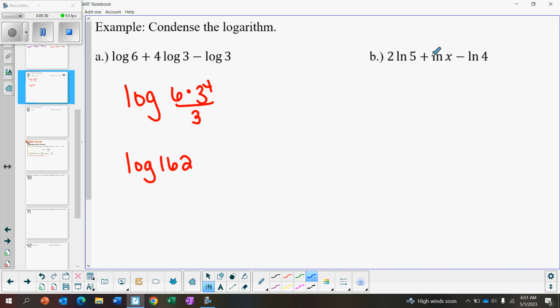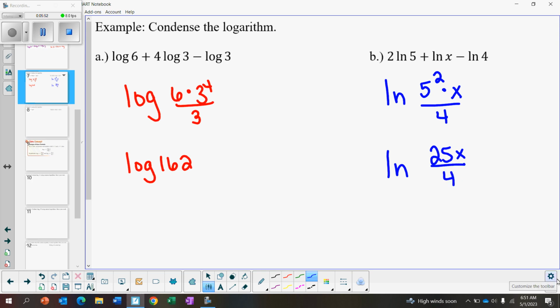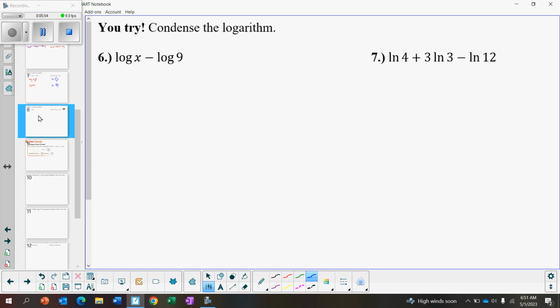All right, for my second one, I have 5 to the power of 2, plus is really times x, minus is divide. So I could actually do 5 squared. So this is 25x over 4. So you go ahead, try these two, pause. When you're ready to see the answer, hit play.